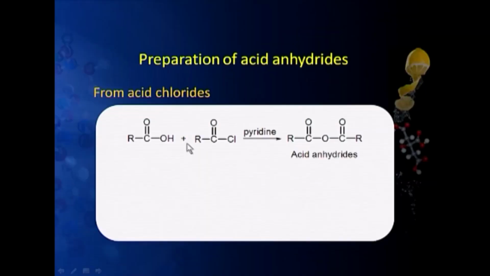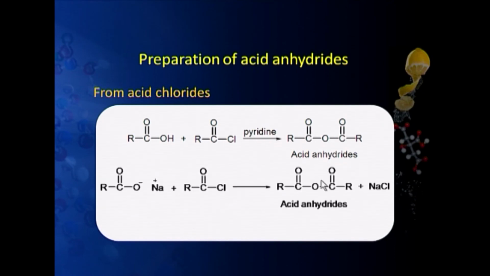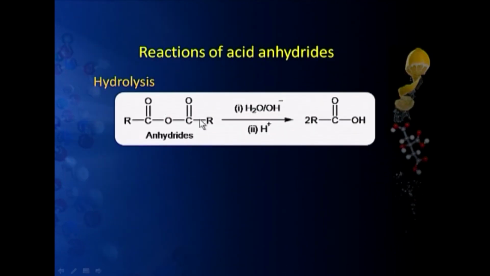Then anhydrides can be obtained from acid chlorides also. Carboxylic acids, they react with acid chloride in presence of a base like pyridine, we get acid anhydrides. Then sodium salts of the carboxylic acids, they react with acid chlorides, they lose NaCl and we get acid anhydrides. As far as the reactions of acid anhydrides are concerned, one common reaction for all acid derivatives is hydrolysis. So, anhydrides are also hydrolyzed in acidic medium as well as in basic medium to give corresponding acids.